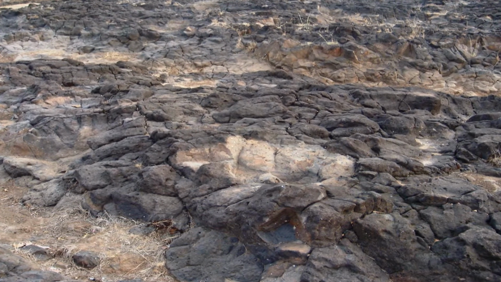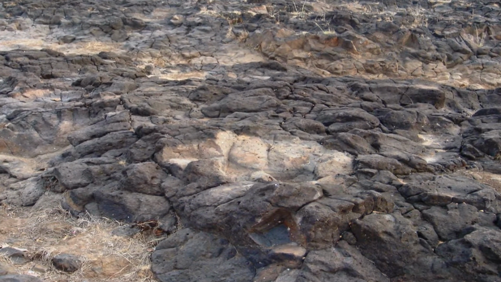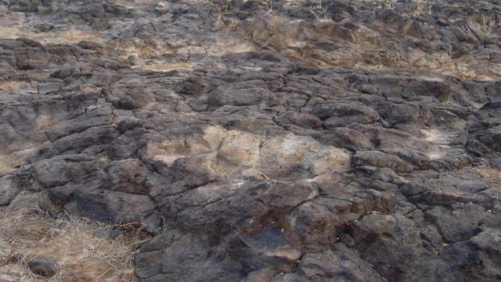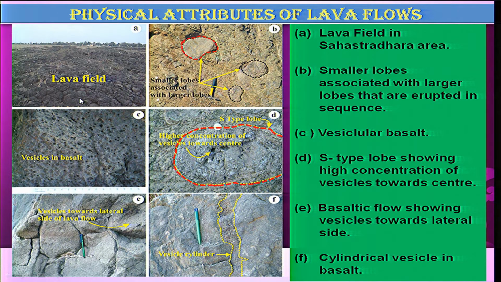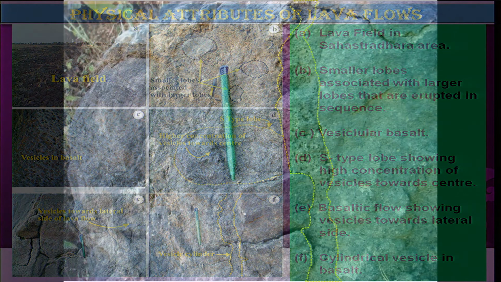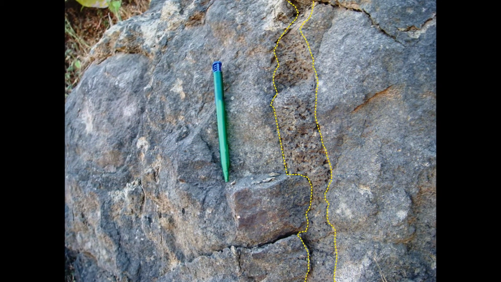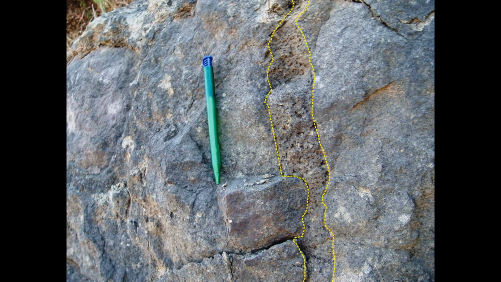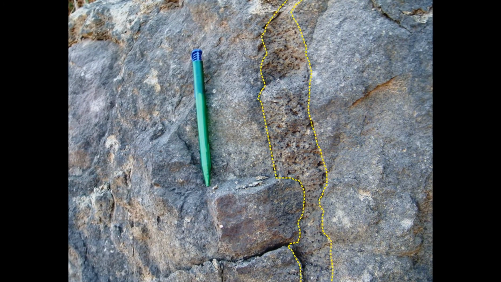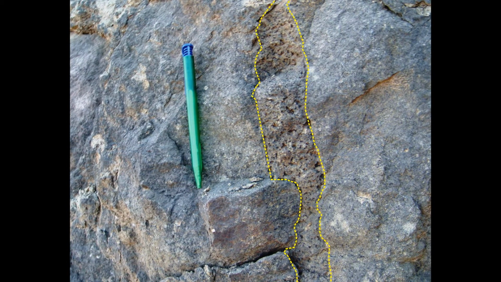Because after the eruption of lava, the lava contains a lot of gases and volatiles. These gases used to escape out of these lavas, and because of the escape of these gases, open spaces are left behind in the form of vesicles. Here you see not only vesicles, but there are lava channels, lava tubules or vesicular tubules. Here you see in one of my pictures a vesicular cylindrical tube. But why has this tube formed? This tube is formed because of the escape of volatiles through these channels.